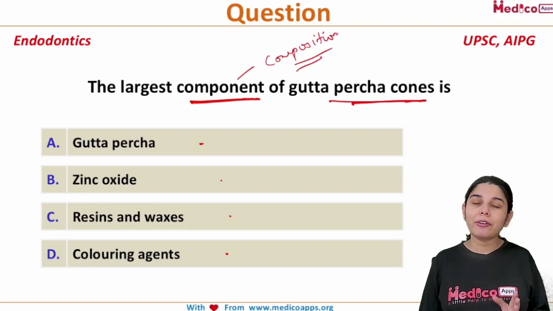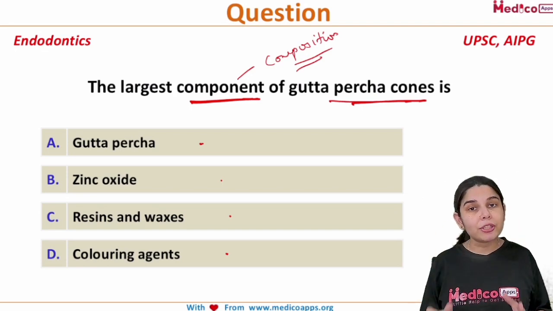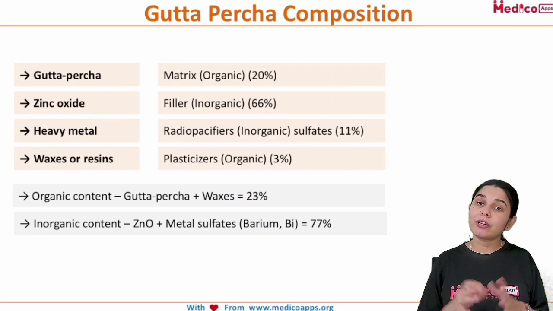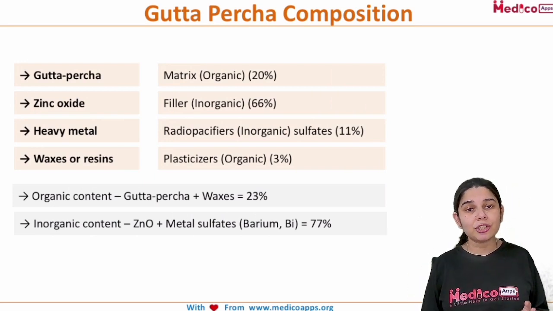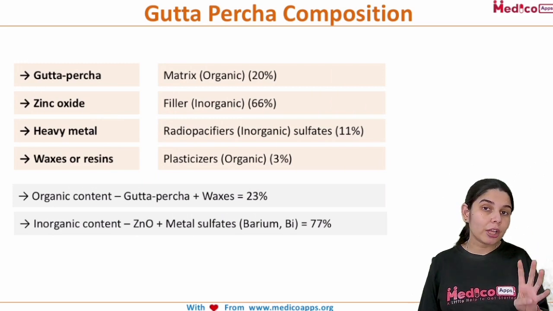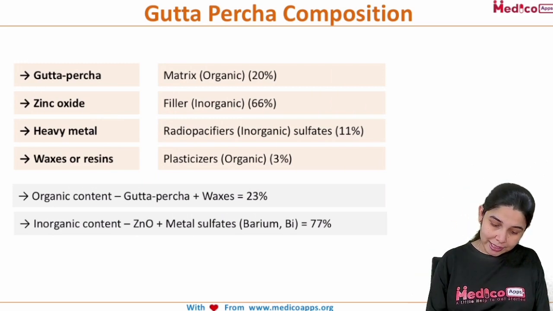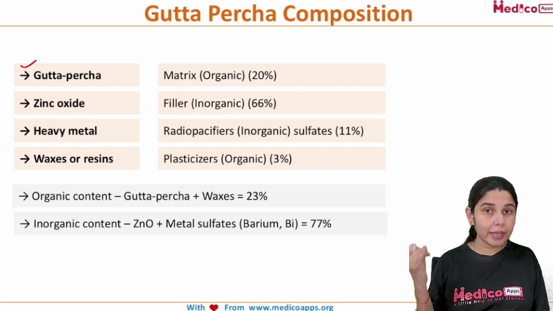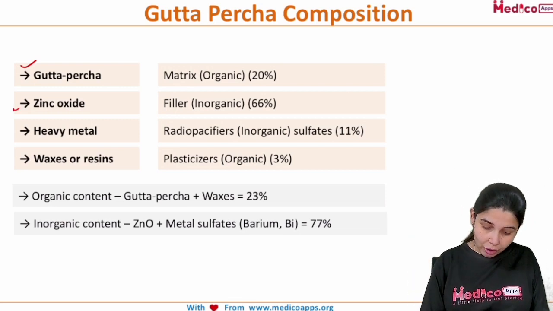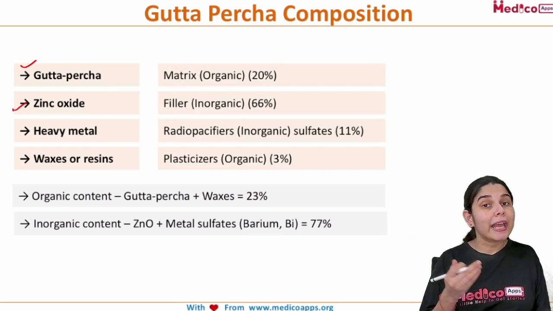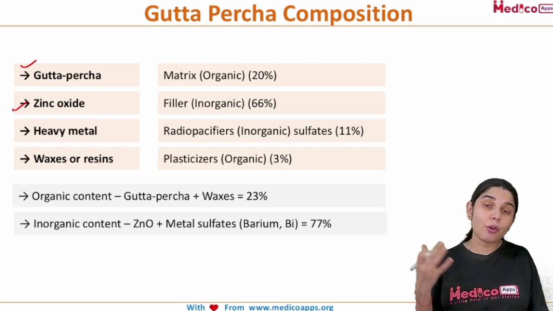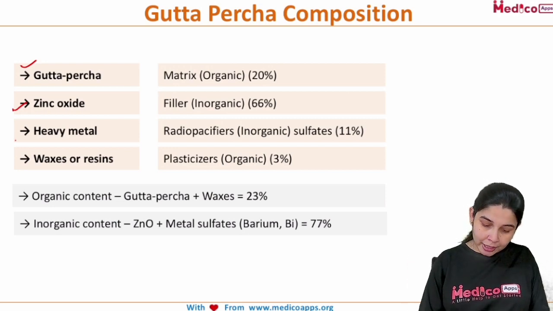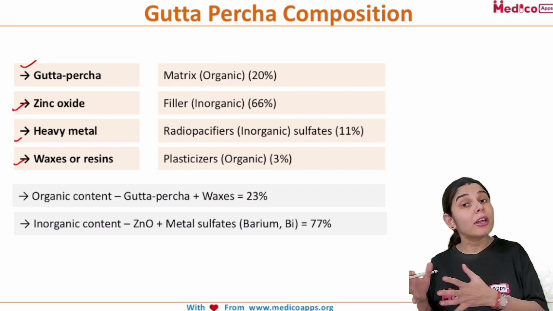Here the keyword is that you should know the composition of Gutta-percha. So what is the composition of Gutta-percha? Gutta-percha basically consists of 4 materials. The 4 materials are Gutta-percha, the second one is zinc oxide, the third one is heavy metals like barium sulfate and bismuth sulfate, and the fourth one is waxes or resins.